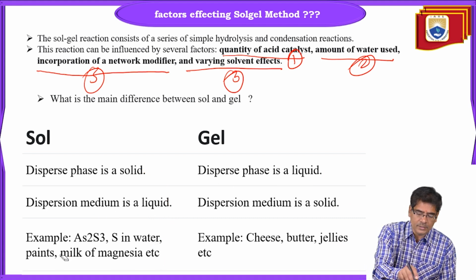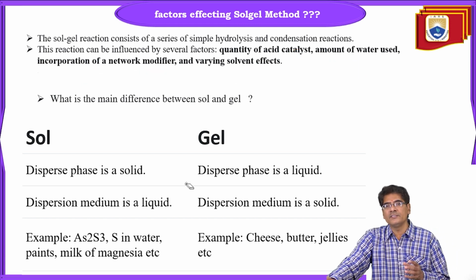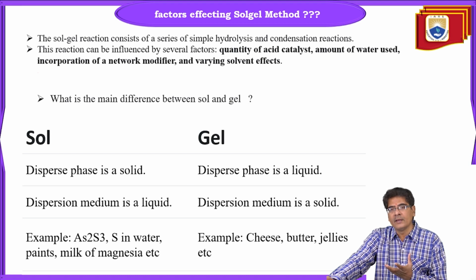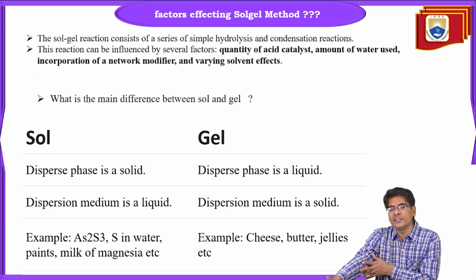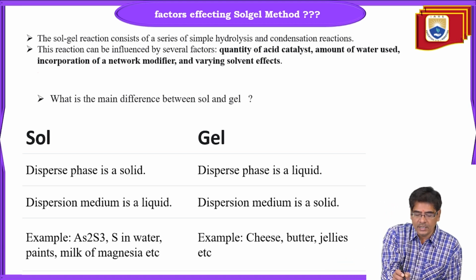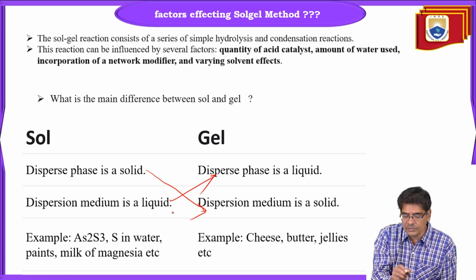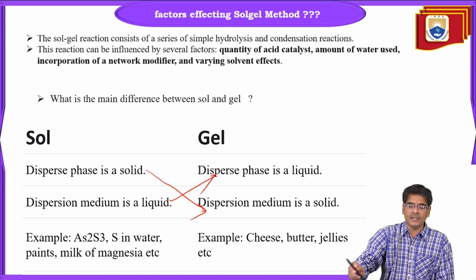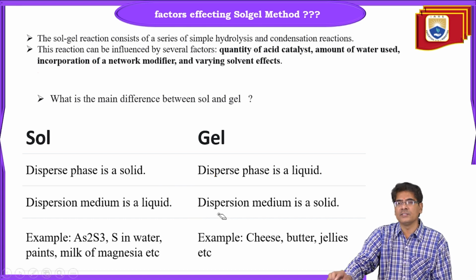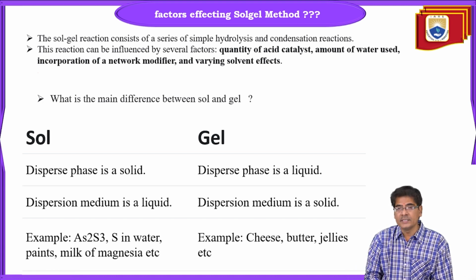So what are the main differences between sol and gel? In sol, the disperse phase is a solid and the dispersion medium is a liquid, whereas in gel, the disperse phase is a liquid and the dispersion medium is a solid. It is just vice versa. The better examples of gel are the cheese we use, butter, jellies, etc. These are some of the examples of sol and gel.